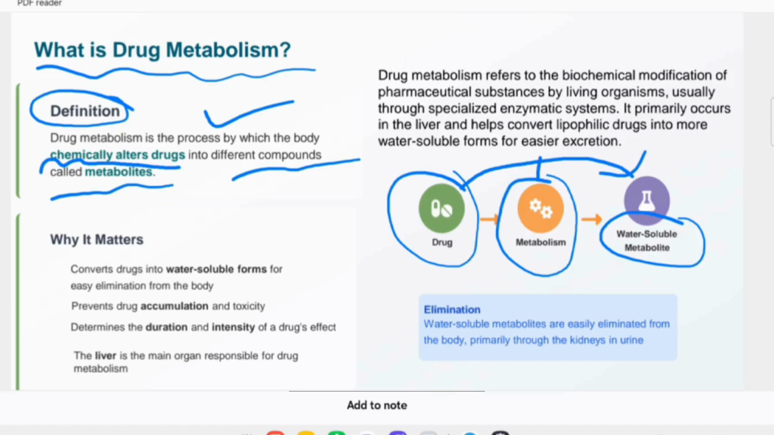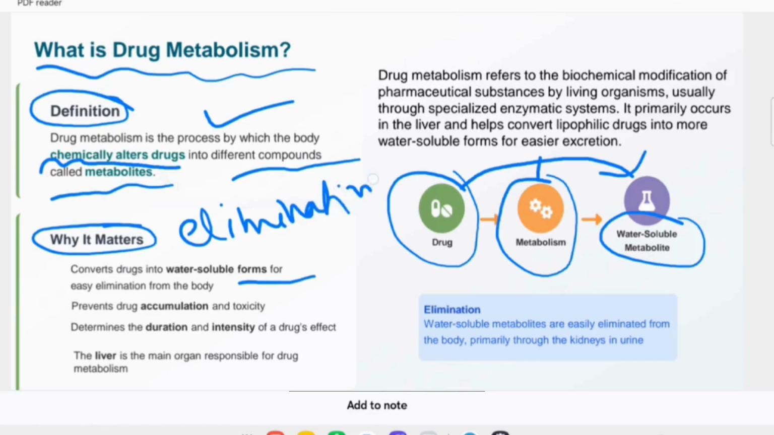Now why does the metabolism process take place? Because the body is willing to eliminate the drugs from the body. So for easy elimination, the body will convert the drugs into suitable water soluble compounds, that is metabolites, and it will remove the drugs from the body.